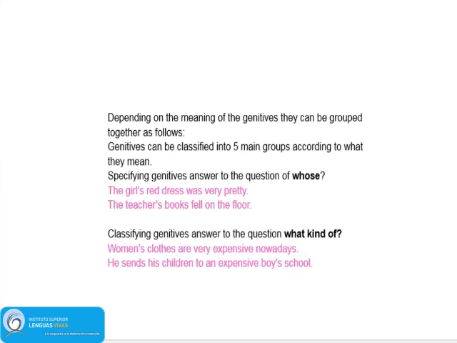With the classifying genitives, they answer to the question what kind of. And so here you have women's clothes are very expensive nowadays. And here this is a classifying genitive because it says that clothes that are made especially for women are the ones that are expensive, yes? And in the other one, he sends his children to an expensive boys' school. It means that the school is specially for boys. Those are classifying genitives.